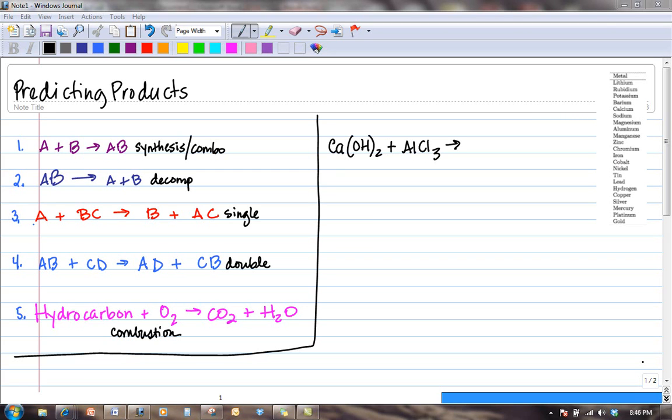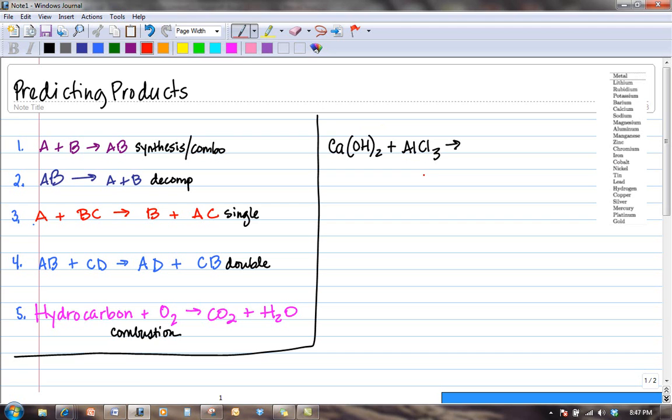Okay everyone, this is the last video of the night, and now that we know what the different kinds of equations are, we're going to go over how to predict products. So over here on the side, I have the reactants in an equation. I have calcium hydroxide plus aluminum chloride, and what I want you to do is to predict what the products will be when I mix these two compounds together.